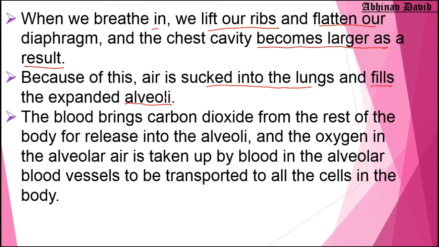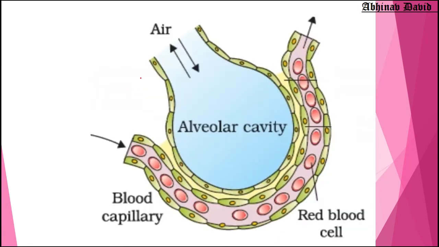Now what happens at the alveoli? Let us see. This is also very important. What happens with the alveoli? Now this is the alveoli and this is the blood capillary which is having two arrows. So the blood is coming from here and the blood is moving out from here. So this blood which is coming from the different body parts, this blood is coming basically from the heart.